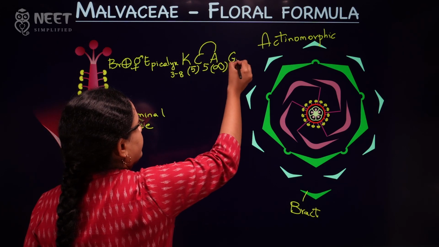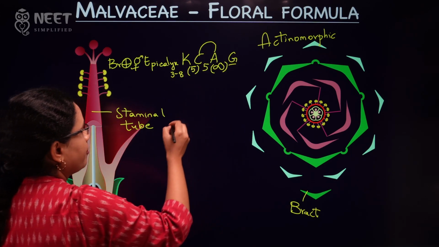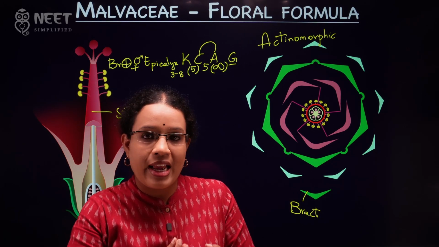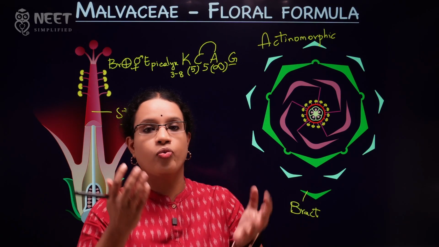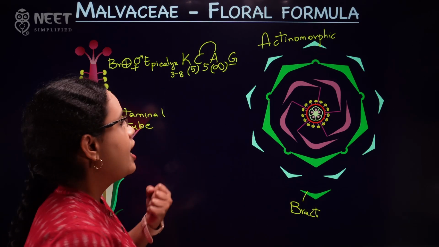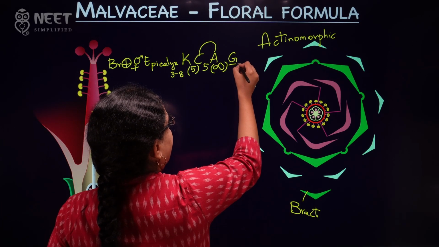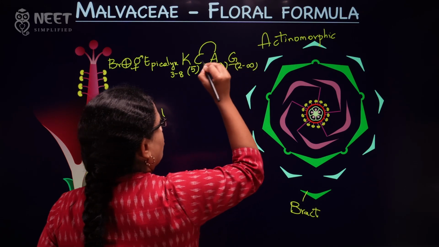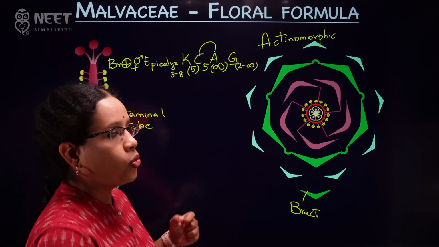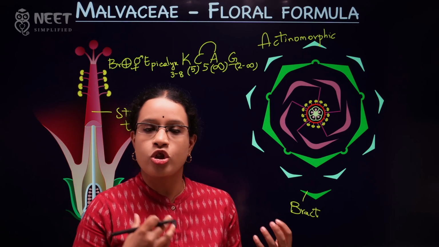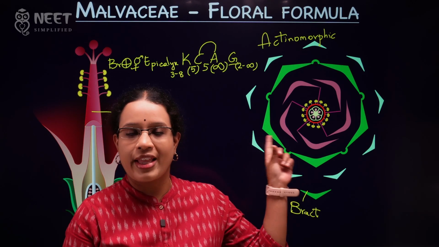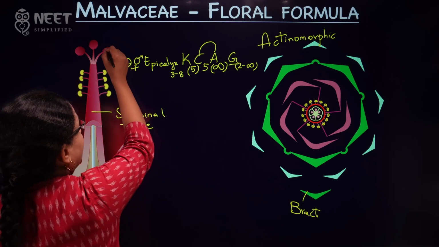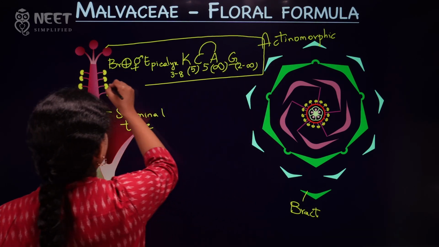And coming to the gynoecium, it is a superior ovary, because you will see the rest of the parts of the flower are arising from beneath the ovary. So you will see the ovary is superior in nature, and the carpels are 2 to infinite. So that is syncarpous in nature. You will see they are all fusing, isn't it? So that is syncarpous in nature. But that also we are going to represent here in the floral formula. So that's about our floral formula.